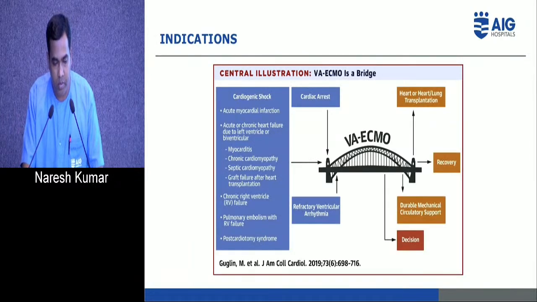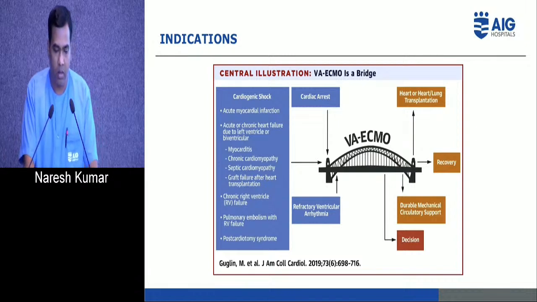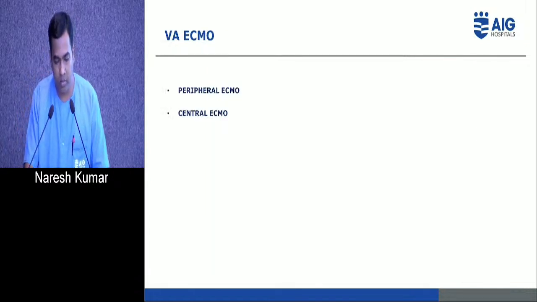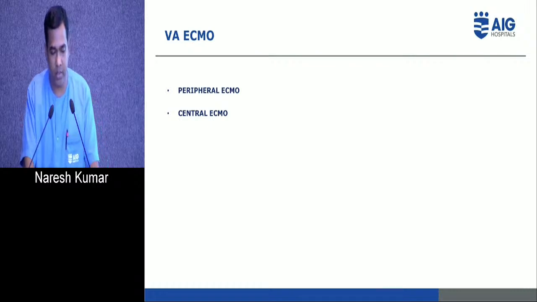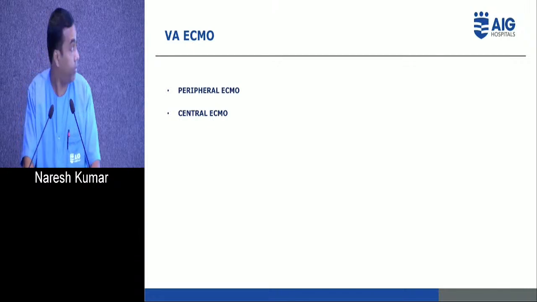So coming to veno-arterial ECMO, the various indications I think everybody is aware of. We basically use veno-arterial ECMO as a bridge to recovery, a bridge to decision, or a bridge to durable mechanical circulatory support. There are basically two ways of initiating a veno-arterial ECMO: one is peripheral ECMO and the other is central ECMO. Each has its own advantages and disadvantages.